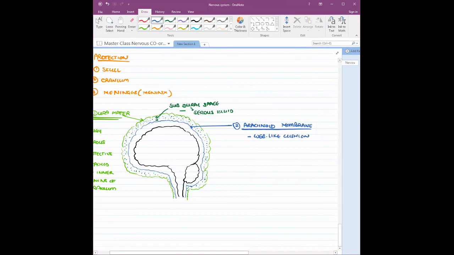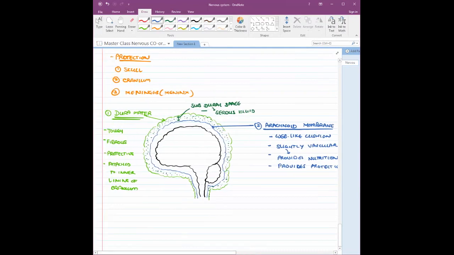Now how is it? Always remember, guys, this is going to be slightly vascular, meaning it is going to show you the presence of blood vessels. And why is it that way, guys? Because it needs to provide nutrition, so that all the cells get proper amounts of nourishment. And lastly, because it is going to be a membrane-like structure, what is the other job? This is the one which is going to provide protection. So that way it provides protection.